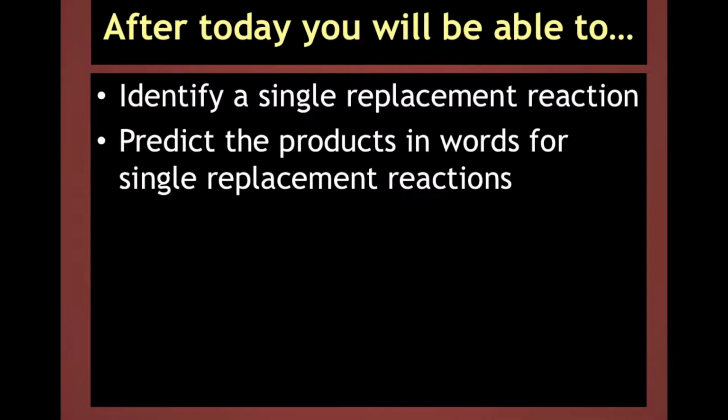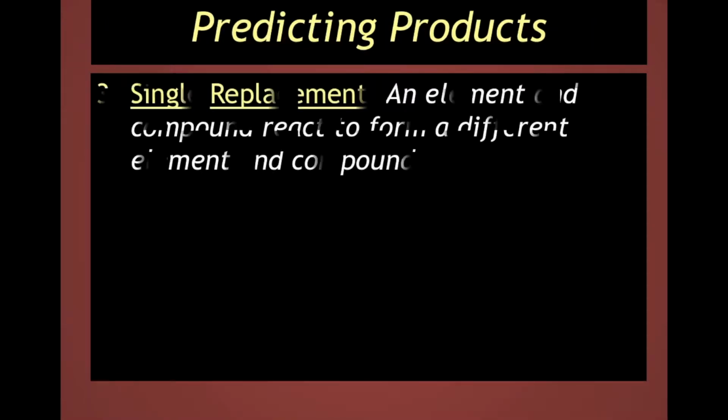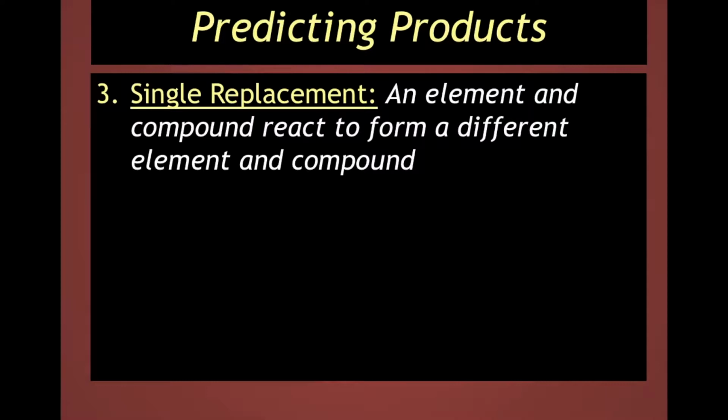But after today, I want us to be able to identify single replacement reactions and predict the products. So given the reactants, I want us to be able to say what will be produced in that reaction. So a single replacement is just when an element and a compound react to form a different element and compound.